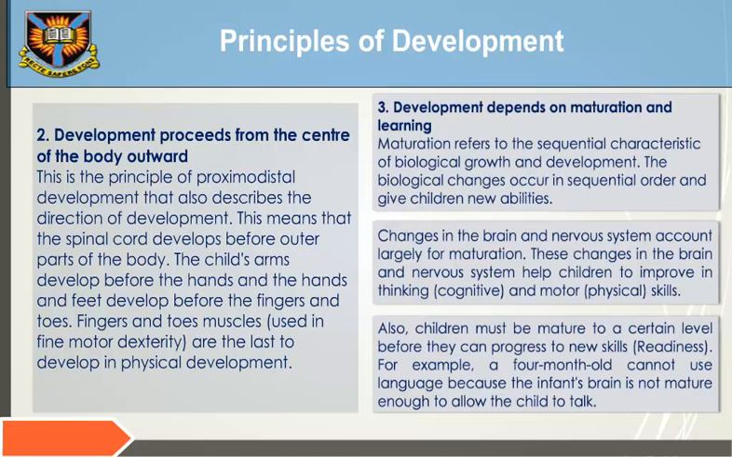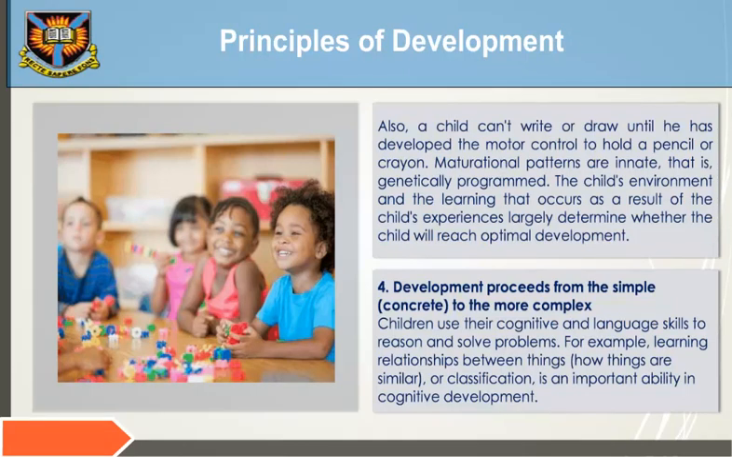For example, a 4-month-old cannot use language because the infant's brain is not mature enough to allow the child to talk. Also, a child can't write or draw until he has developed the motor control to hold a pencil or crayon. Maturational patterns are innate, that is, genetically programmed. The child's environment and the learning that occurs as a result of the child's experiences largely determine whether the child will reach optimal development.